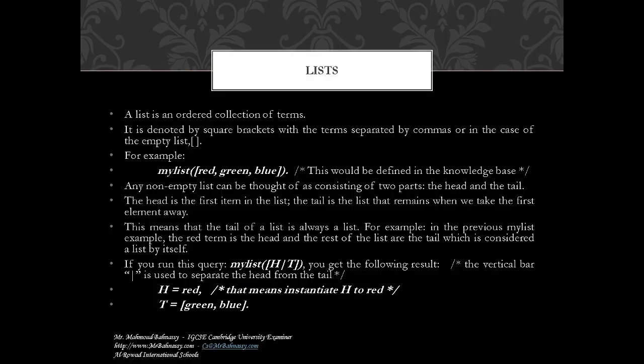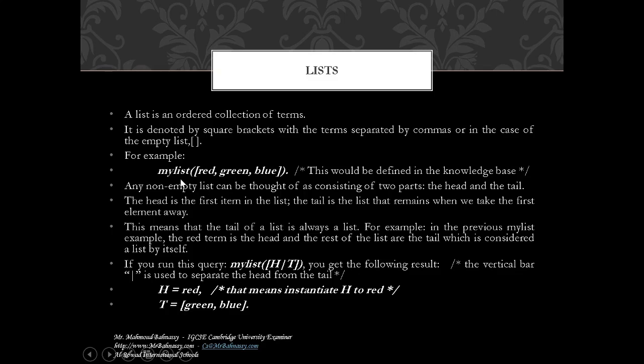Let's talk about the lists in Prolog. A list in Prolog is an ordered collection of items. So suppose that we created the list to contain the 3 colors red, green, and blue. So the first one is going to be considered item number 1. Green is going to be considered item number 2, and blue is number 3.